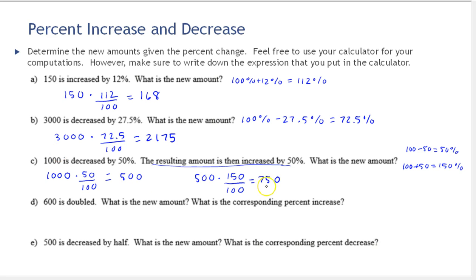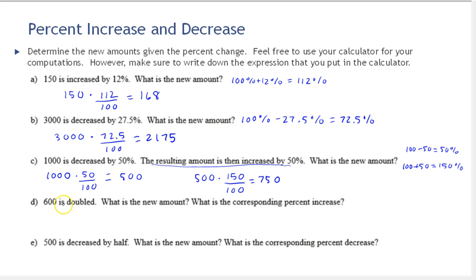But notice we don't get back to 1,000, and the reason is here we had a larger amount, $1,000, decreased by 50%. So the decrease took off 500. But when we increased 500 by 50%, half of 500 is only 250. So remember, percents are always relative to the amounts, and here, when you perform a decrease and then an increase, the amount changes along the way, so you can't just add up the decrease and increase percent.